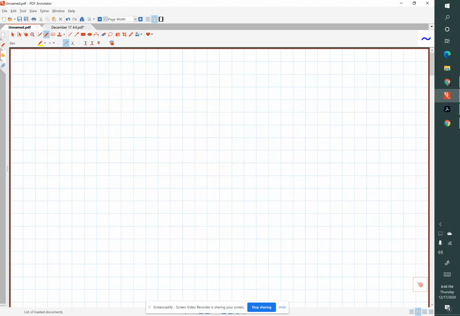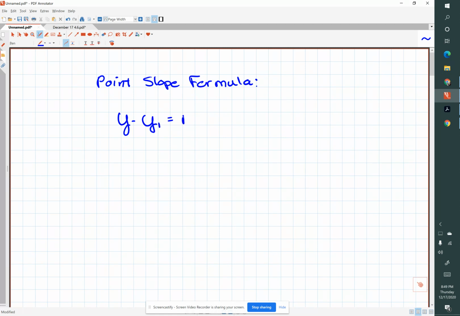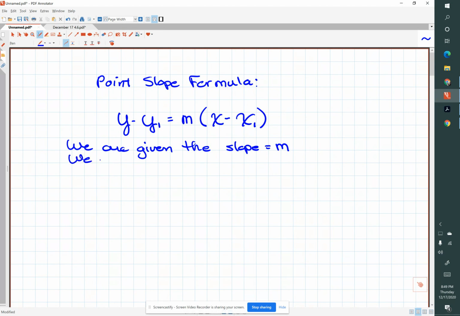Okay, so let's take a few steps and memorize this point slope formula. The point slope formula is y minus y sub 1 equals m, which is the slope, times the quantity of x minus x1. Okay, we are given the slope, which is our m. We are also given a point.